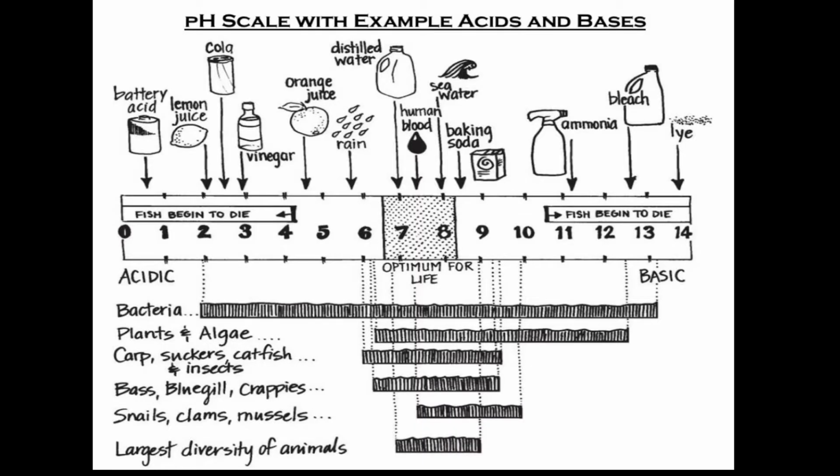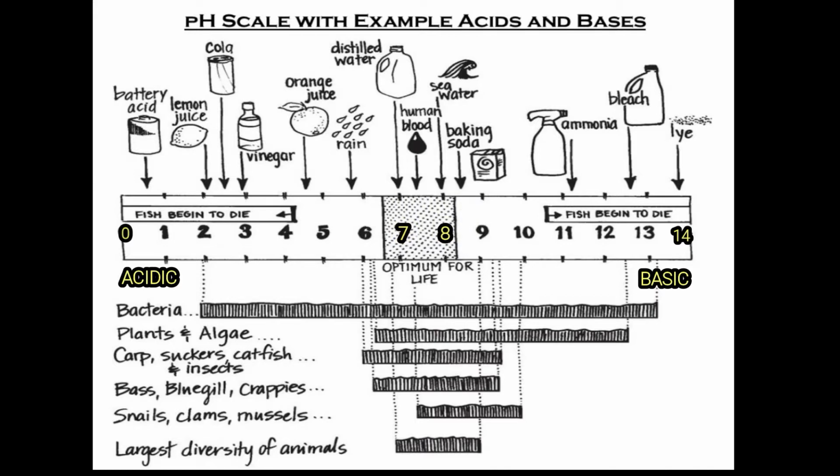Alright, if you can follow along with me on your pH scale sheet, we're going to learn a little bit about pH before we get started. So as you can see, our scale goes from 0 to 14, with 0 being the most acidic, 14 being the most basic, and 7 to 8 being neutral.